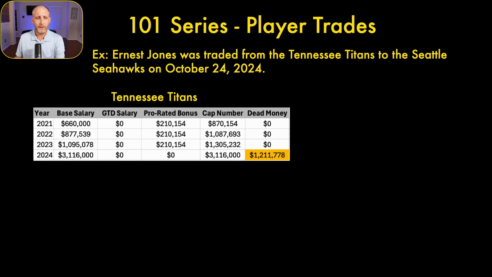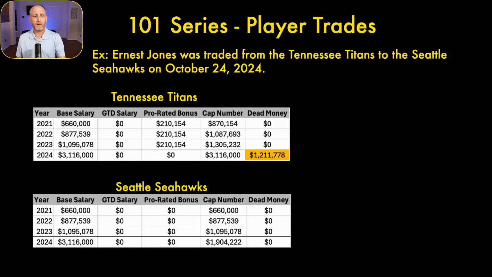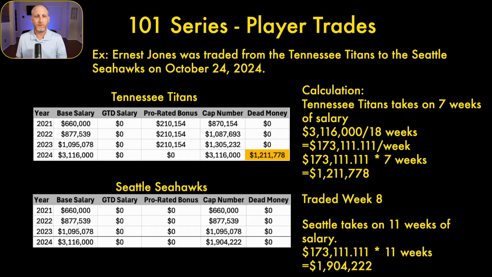What I've highlighted is the amount paid up to the point of this trade for Tennessee. Now, the Seahawks are going to take on the last year of this contract. I have the delineated line here to show you. They're still going to take on the last year, but they're going to take on the prorated amount based on the number of weeks left in the season as the cap number. So how do we calculate this? This trade was calculated during the 8th week of the regular season.